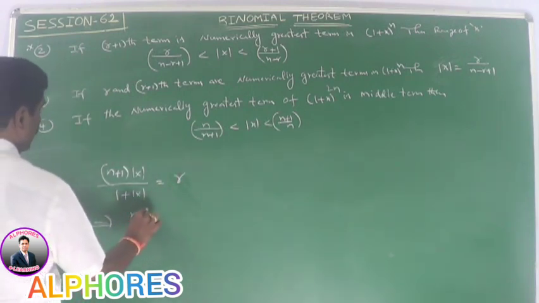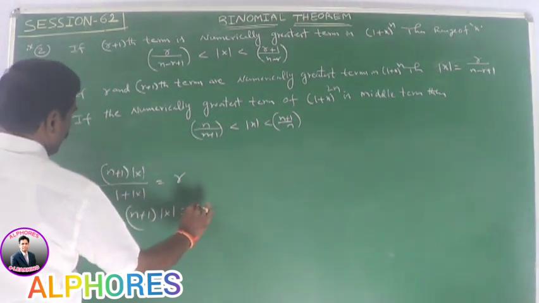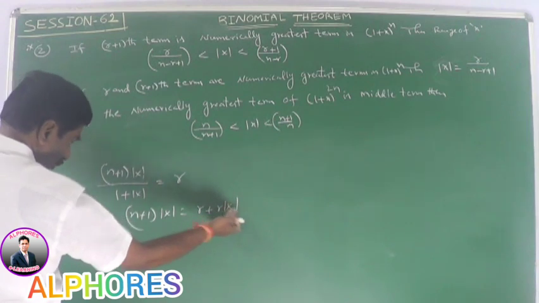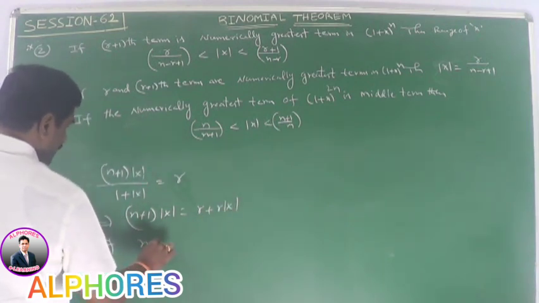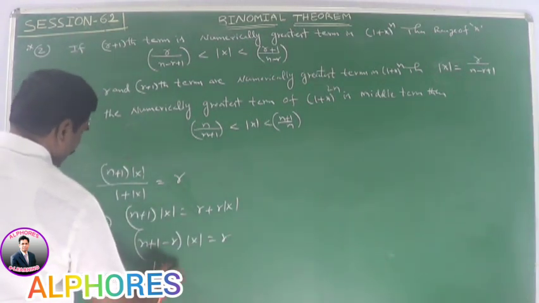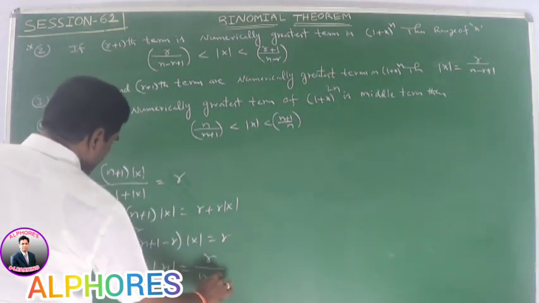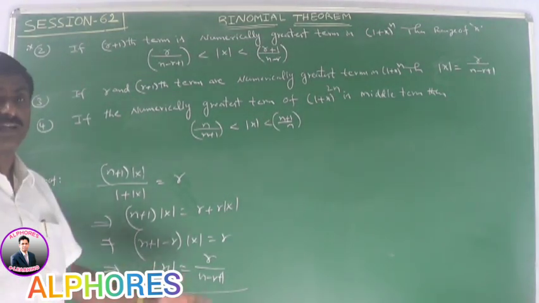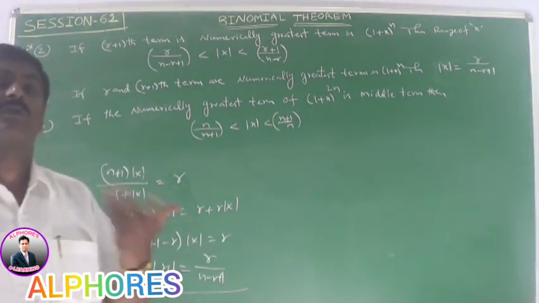After cross multiplication, (n plus 1) into mod x is equal to r plus r mod x. Move this value to the LHS side. (n plus 1 minus r) into mod x is equal to r. That means mod x is equal to r by (n minus r plus 1). For getting r and r plus 1 terms, mod x is equal to this value. If mod x is equal to 2, what is the value of x? x is equal to plus or minus 2.